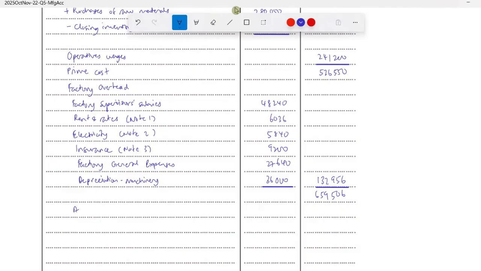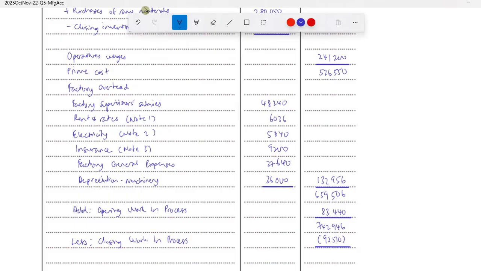Now we add the opening work in process from the last accounting period, which should have been completed by end of this accounting period. Therefore, we add on the opening work in process, refer to the question, it is 83,440. Now we less the closing work in process. Closing work in process is the work in this accounting period that's still in the factory, not yet completed, not yet become finished goods. Therefore, we deduct this amount, 92,510.